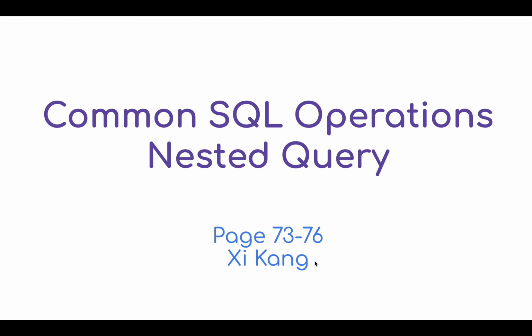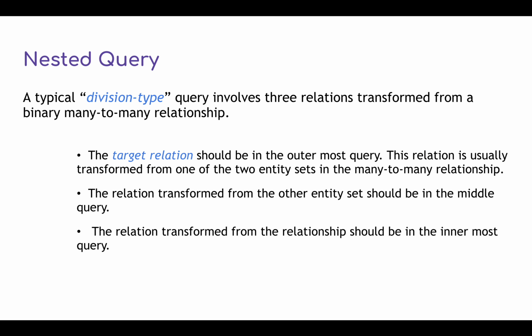In this section we are going to talk about a common SQL operation, the nested query. A typical division type query involves three relations transformed from a binary many-to-many relationship. There are three situations here. My classmate might have introduced the previous two situations, so here we're going to talk about the third condition. The relation transformed from the relationship should be in the innermost query.